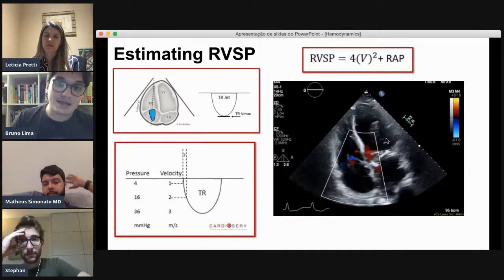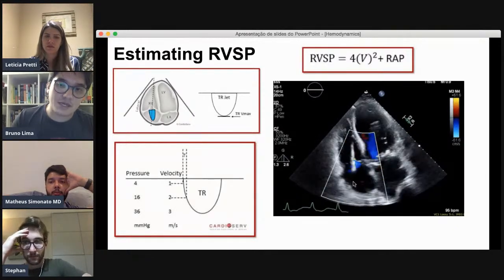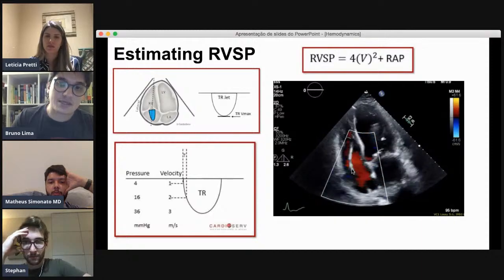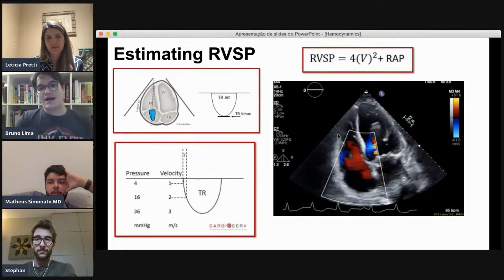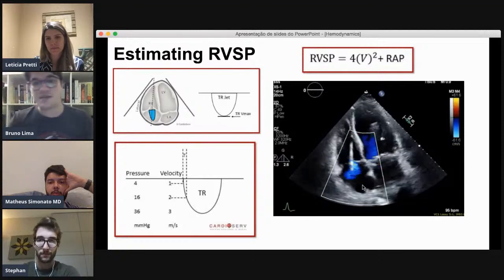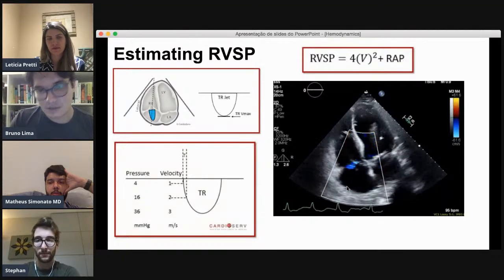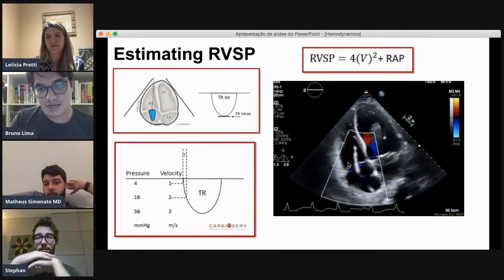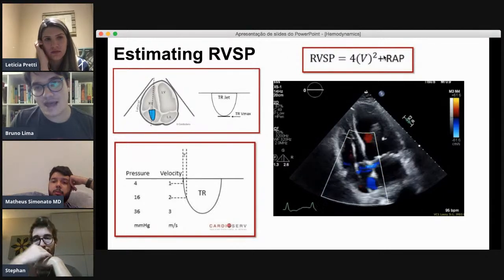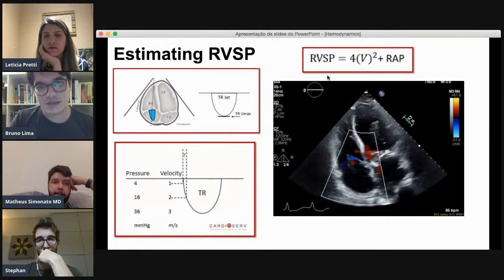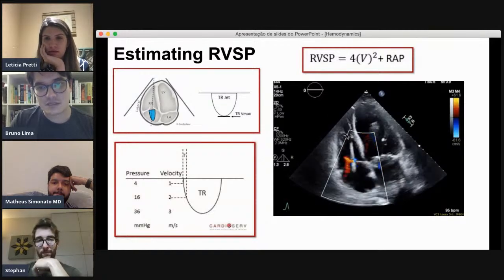The pressure is pretty much the gradient between those two chambers: the right ventricle, the high pressure chamber, and the right atrium, the lower pressure chamber. So we have the gradient here. If we add the right atrial pressure, then you get the right ventricular systolic pressure.